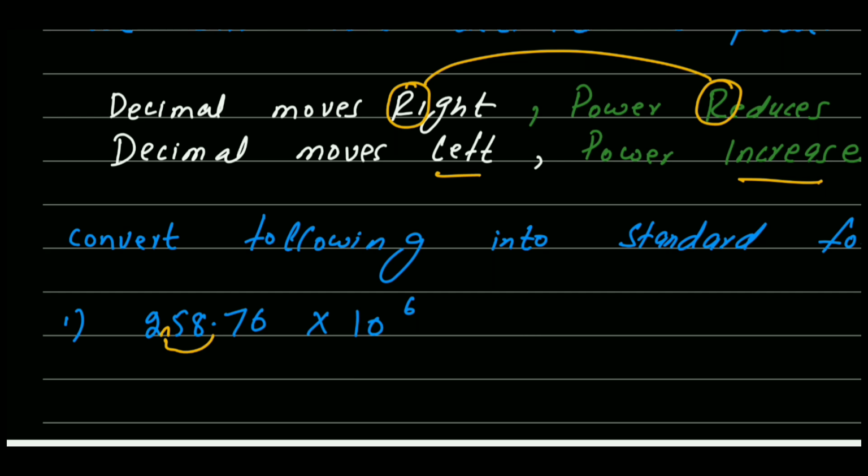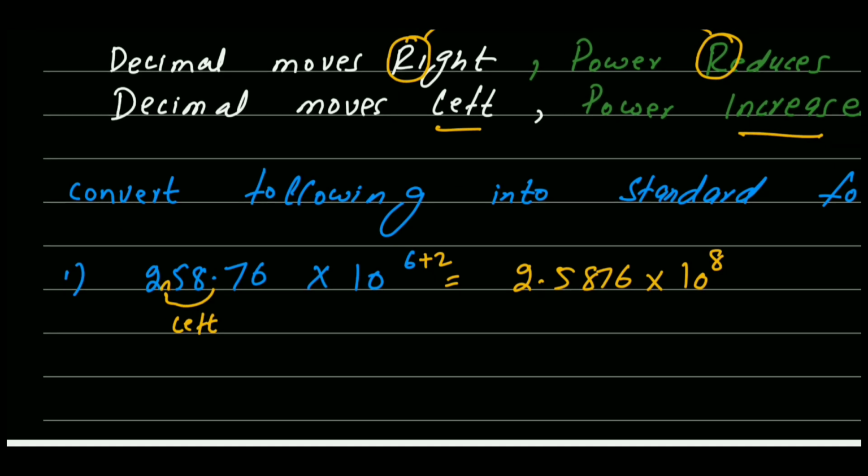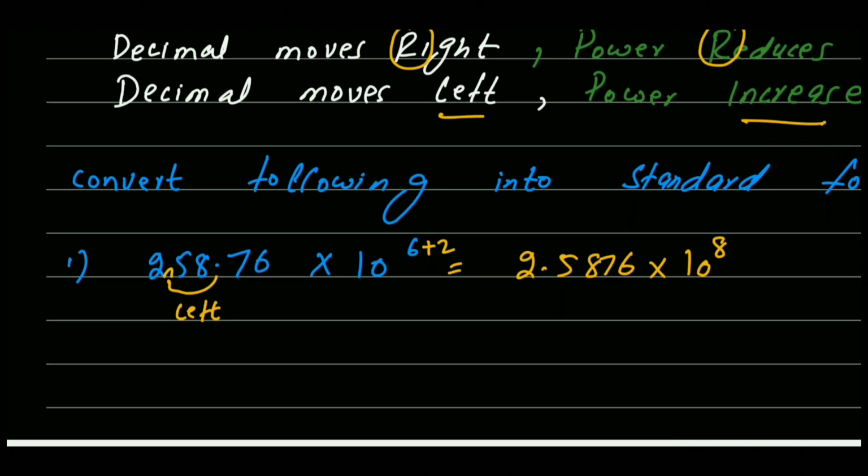So to move our decimal to the left side, we have to move our decimal two numbers left. It means power will increase, so increase by two. So it will become 2.5876 multiplied by 10 raised to power 6 plus 2, that will be 8. So the decimal is moving two numbers left, your power will increase by 2, and your required standard form will be that.